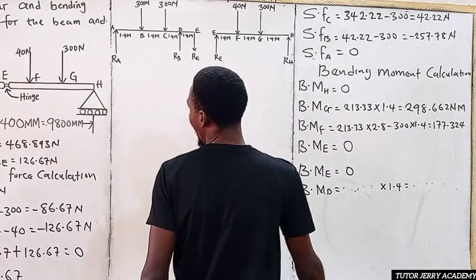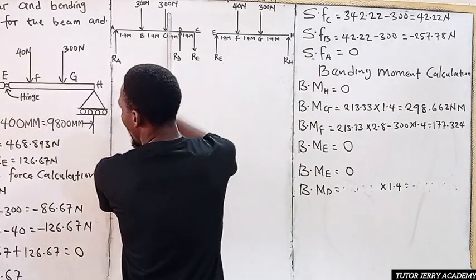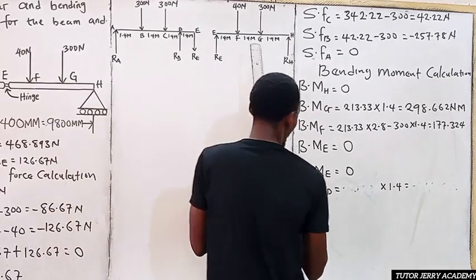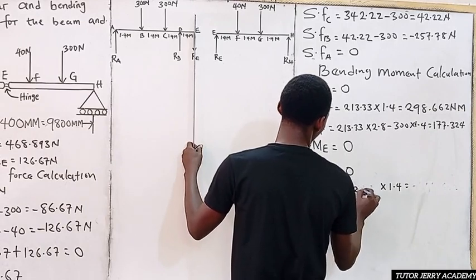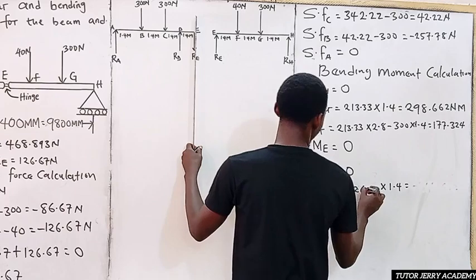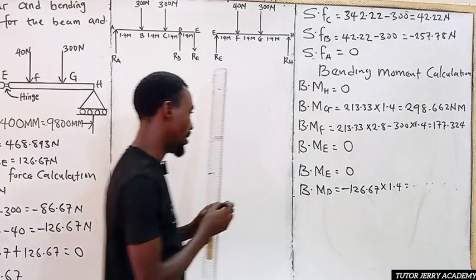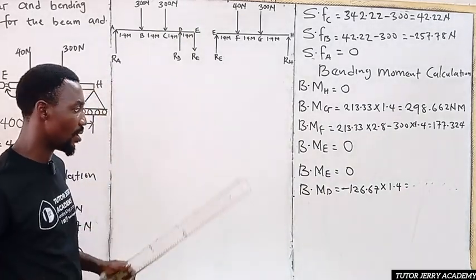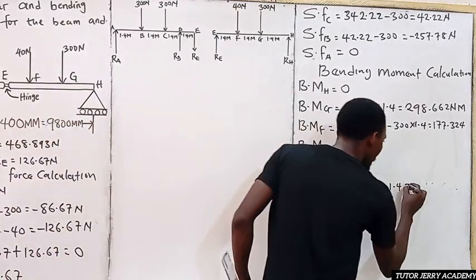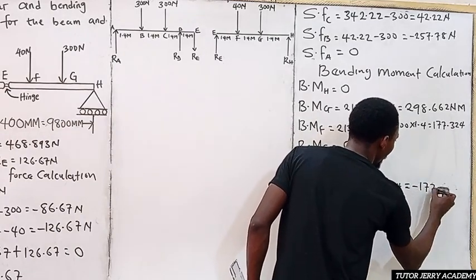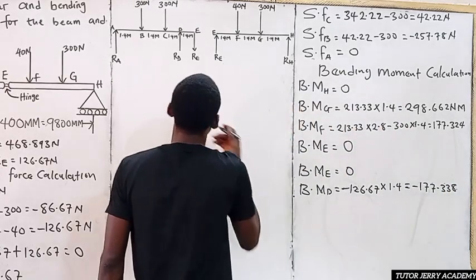All right. So now at point D, we have our ROE, and our ROE is nothing but 126.67. But don't forget, it's a downward force. It's going to be minus 126.67 multiplied by 1.4. So if you do this now, your bending moment at point D is going to be minus 177.338.